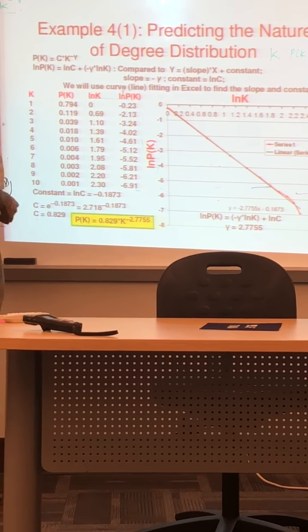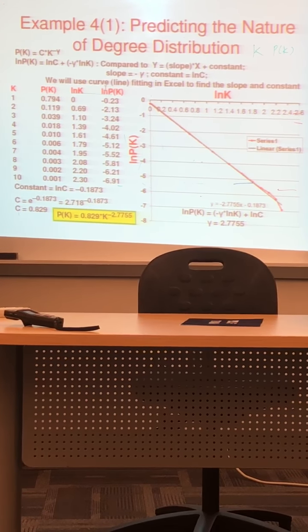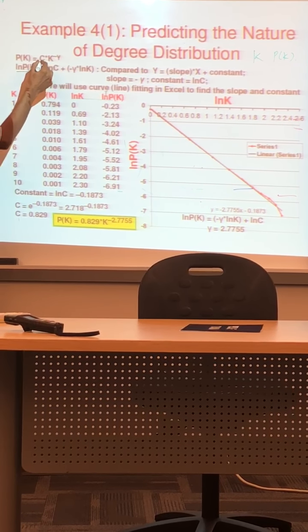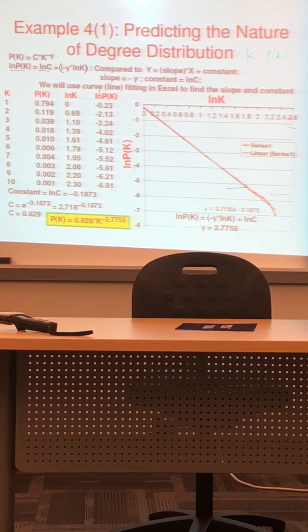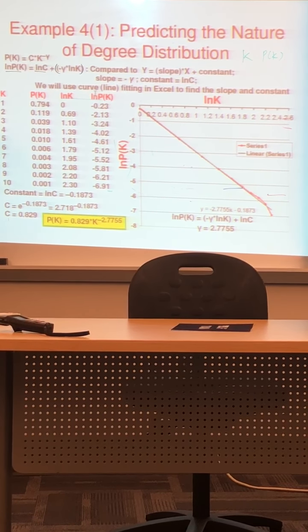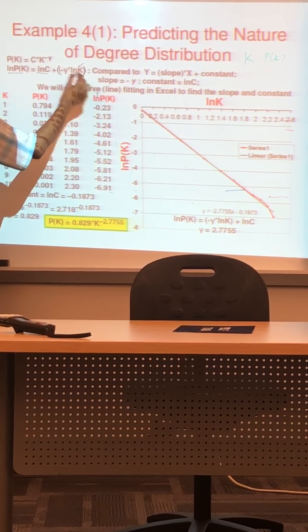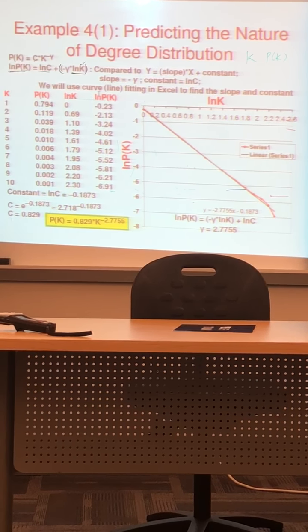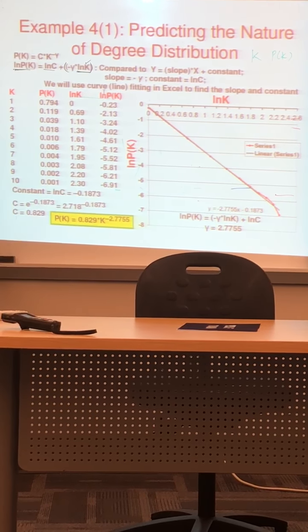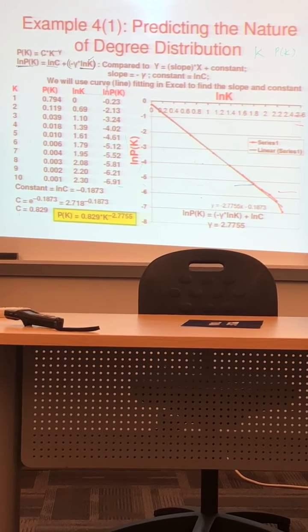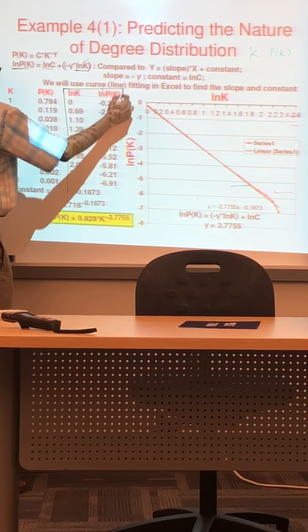When we solved the first problem today, what did we do? We took the logarithm on both sides and said log P of K is log C minus gamma times log K. We have K and P of K, which means you can find log K and log P of K. So now take an Excel sheet and try to plot this.